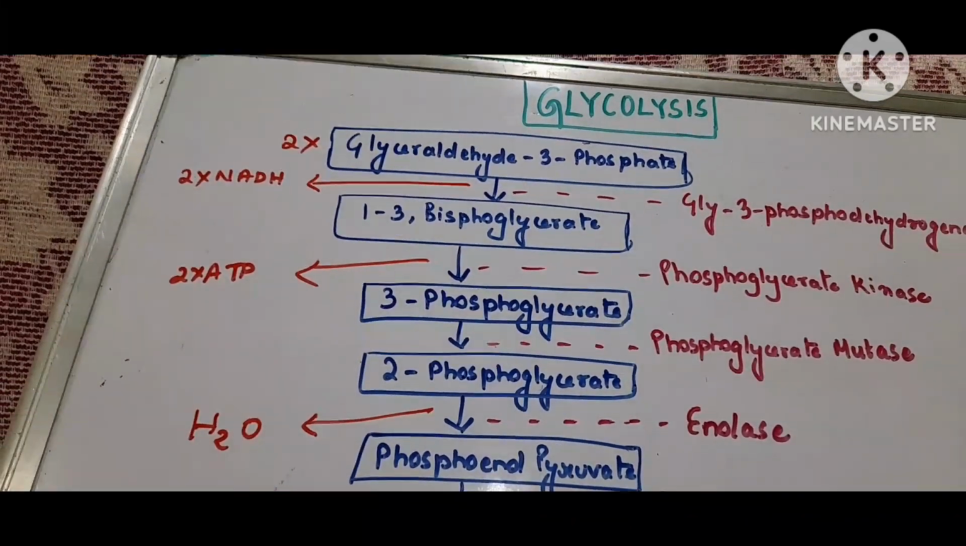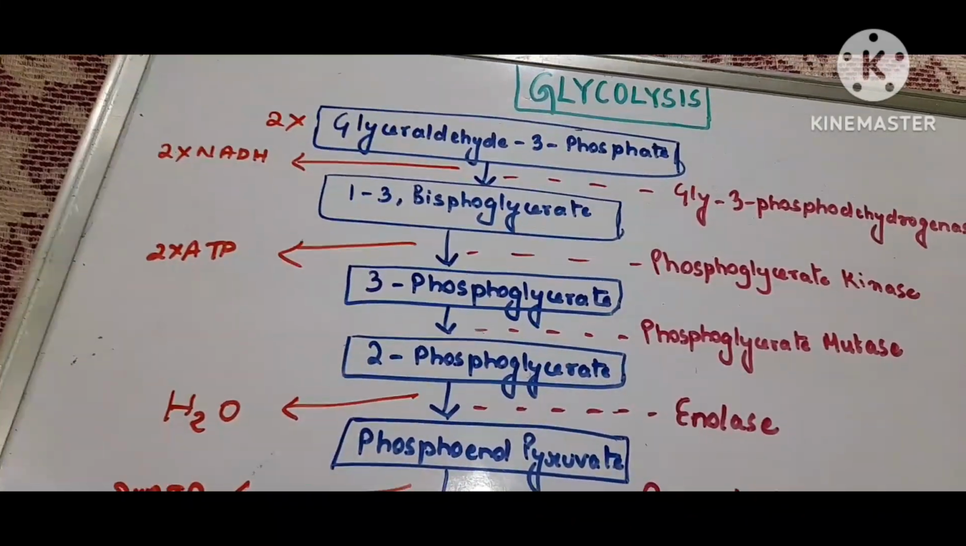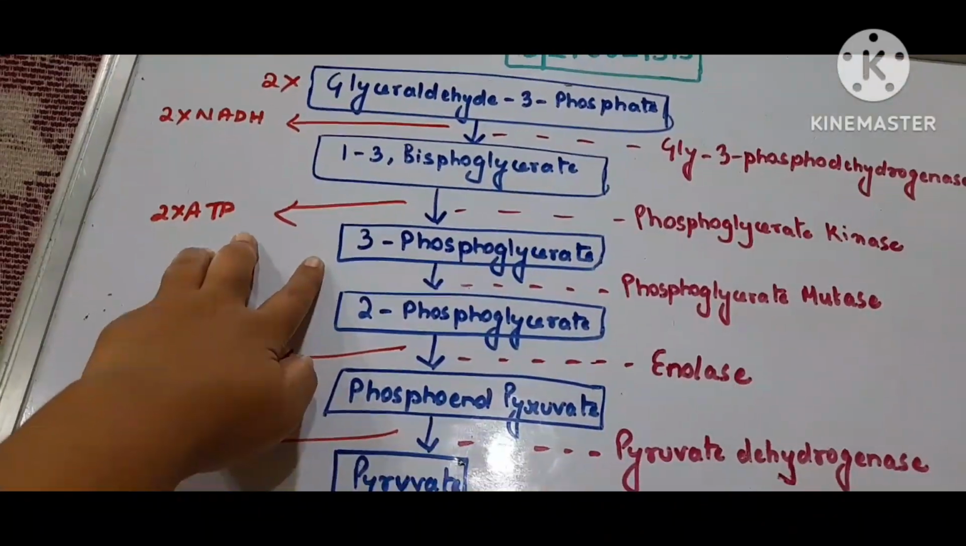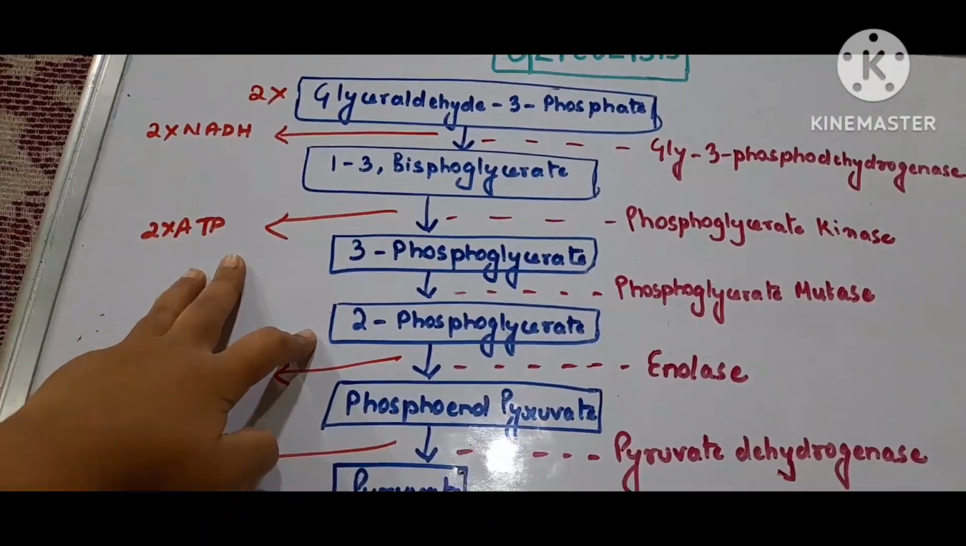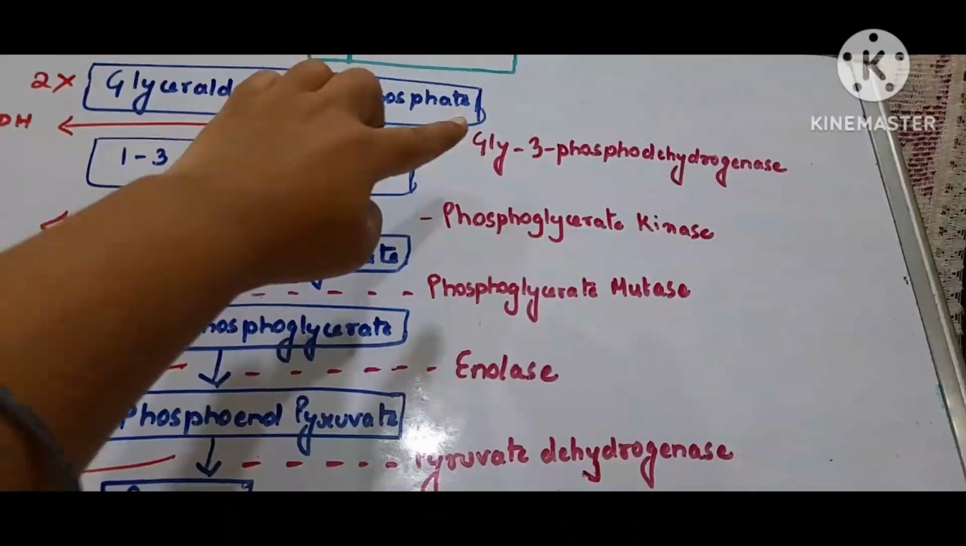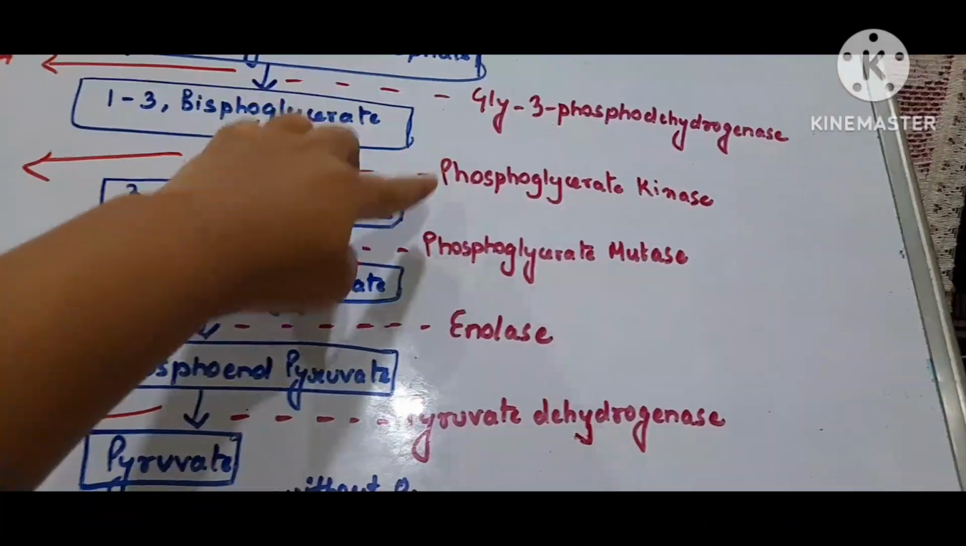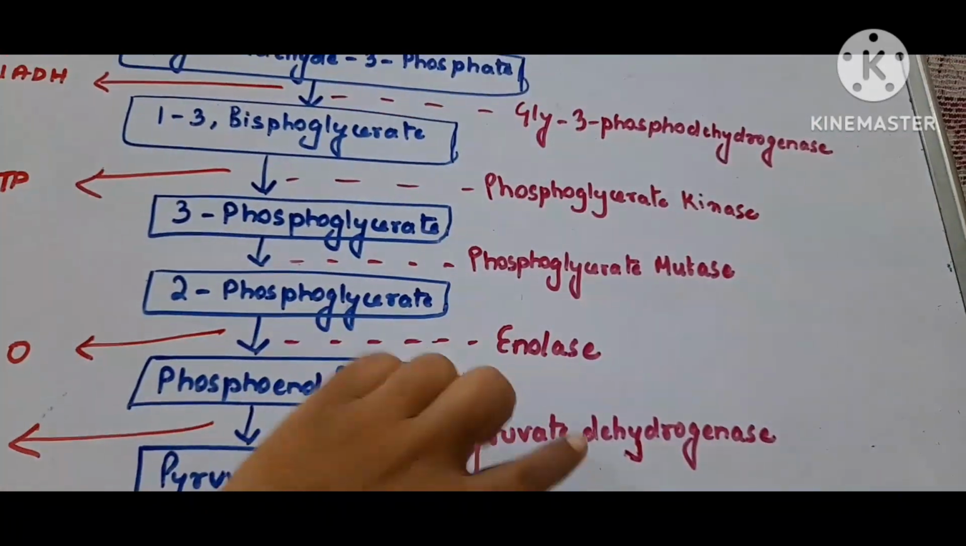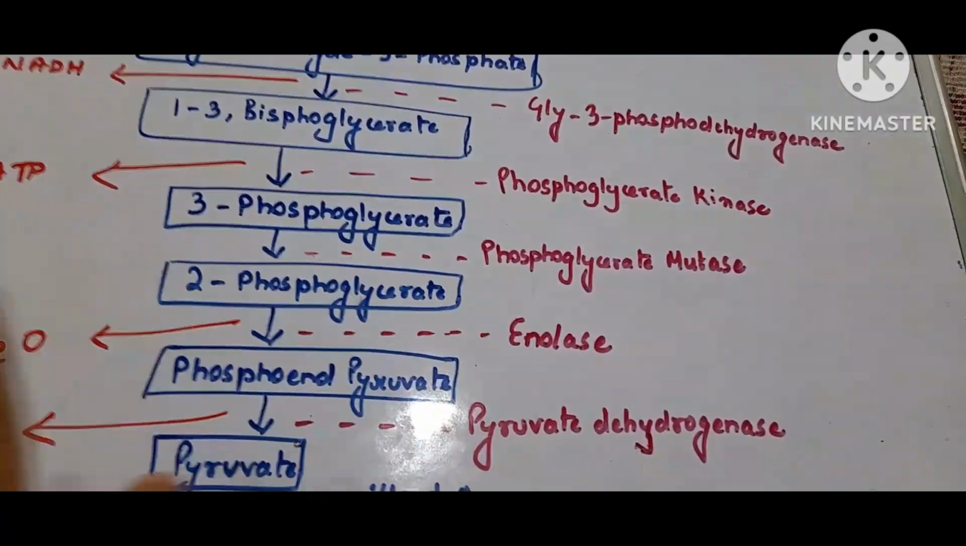If it is using something, then we will also multiply it by 2. Then comes 3-phosphoglycerate, which will convert into 2-phosphoglycerate. All the enzymes involved, I have written in pink color. So all the enzymes in pink color are involved in each and every step.